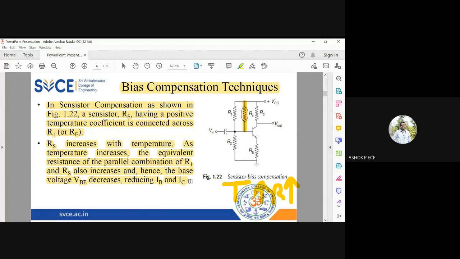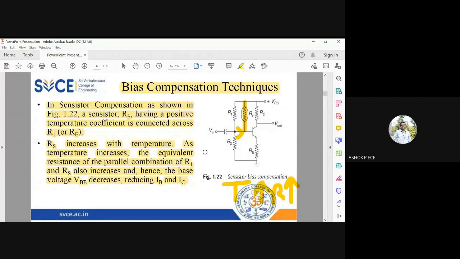So this is how you are going to keep a check on the collector current. When this resistance value is going to increase, the base voltage VBE will decrease. When the base voltage is decreasing, the current flowing through the base will decrease. When IB decreases, IC also decreases. So it is going to be a feedback mechanism. Just like how you drive a car on a road and suddenly you see a speed breaker, automatically your mind says you have to put a brake. So that is actually happening, right?